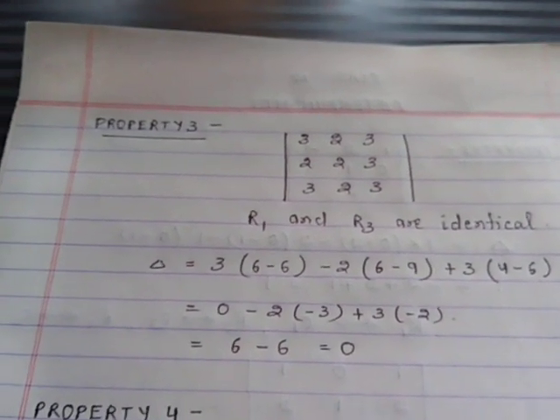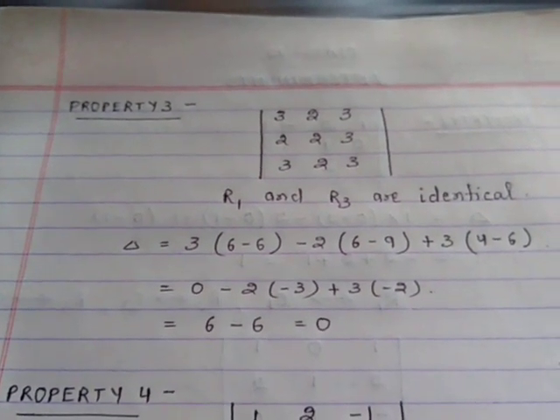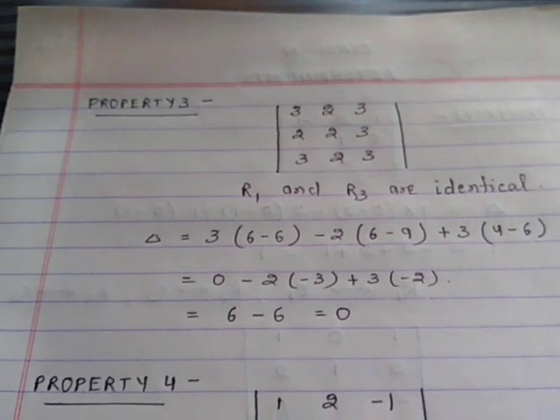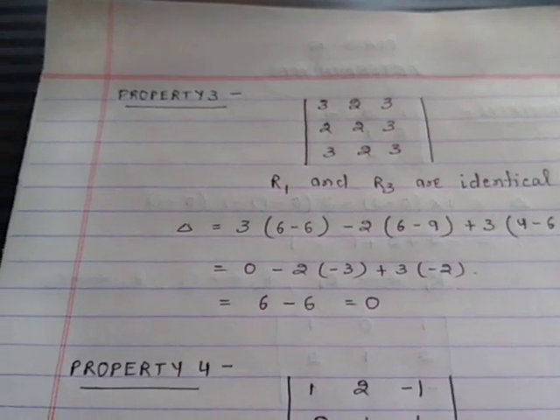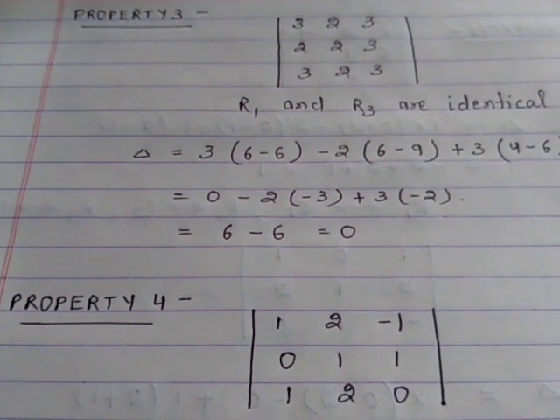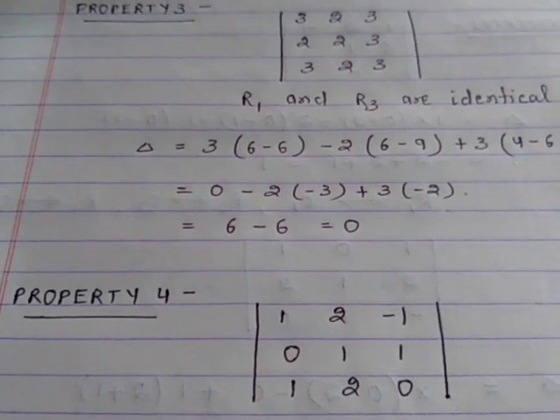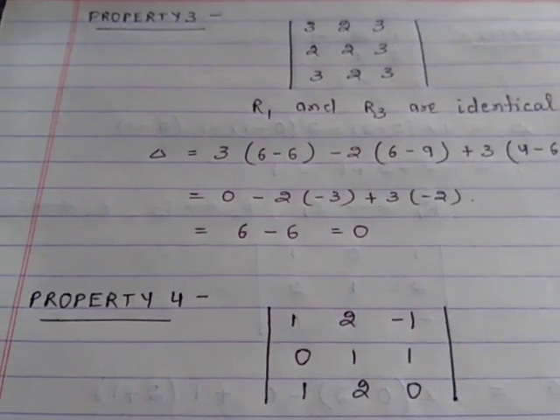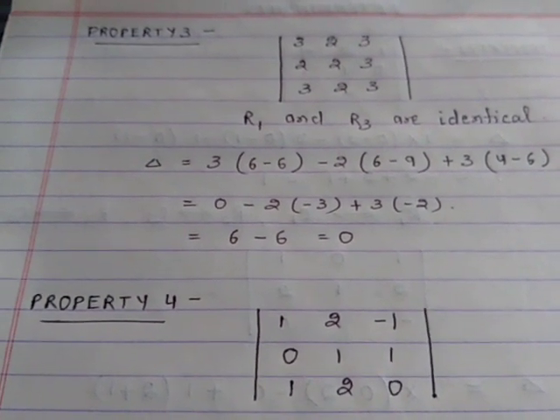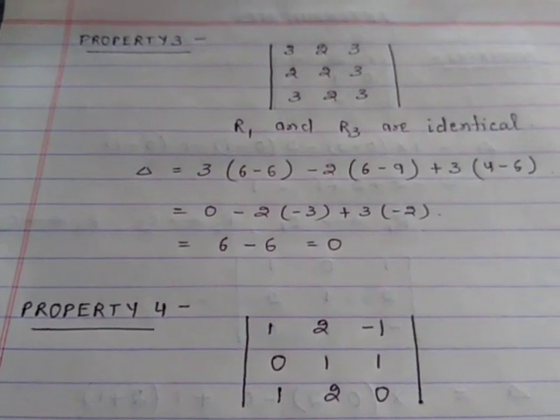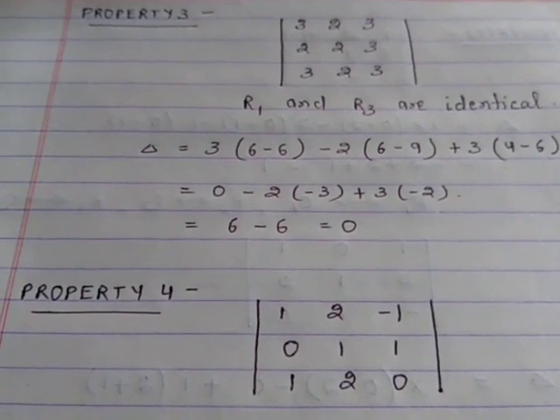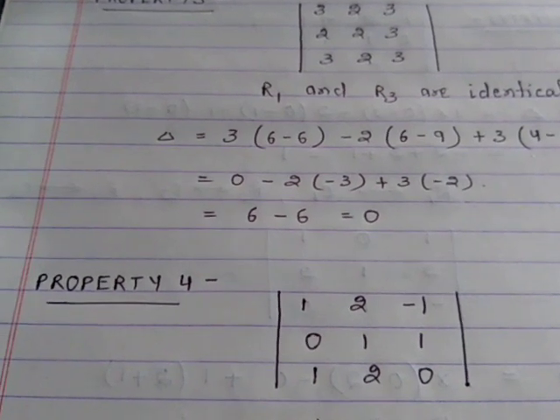Now property number 4, which is again on page number 112. Property number 4 is, if each element of a row or column of a determinant is multiplied by a constant, then its value gets multiplied by that constant. So this is the example.